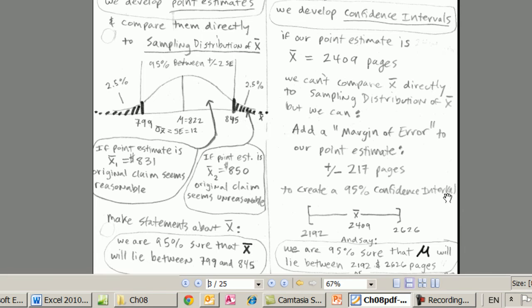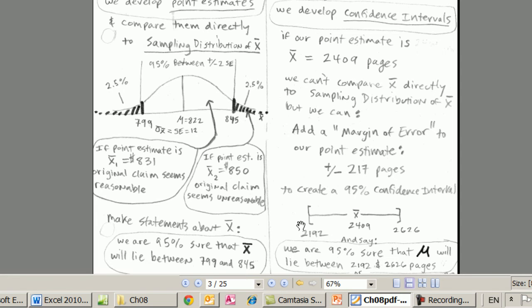So we'll create a 95% confidence interval that says we're 95% sure that the population mean lies between 2,190 and 2,620. So you might even see in the ad or on the back of the book or the manual that comes with the printer cartridge, it would say something like 2,400 pages with a margin of error of 200 pages.